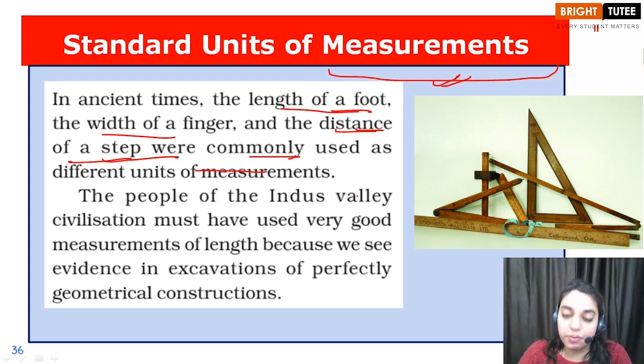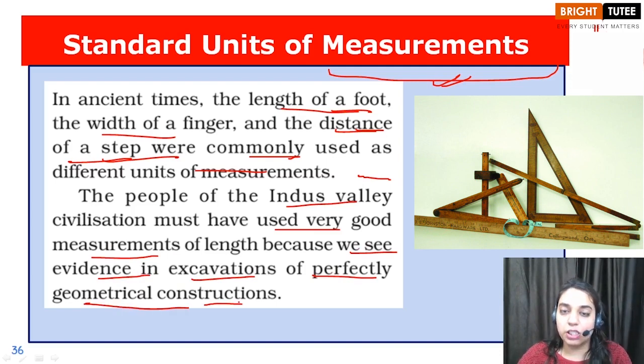And you must be very surprised that if you observe the constructions of the time of the Indus Valley civilization, they were perfectly geometrical, which indicates that the people of the Indus Valley civilization had excellent means of measurement. Only then could they create the geometrical figures that were observed. Okay, so let us quickly read this. The people of the Indus Valley civilization must have used very good measurements of length, because we see the evidence in excavations of perfectly geometrical constructions.